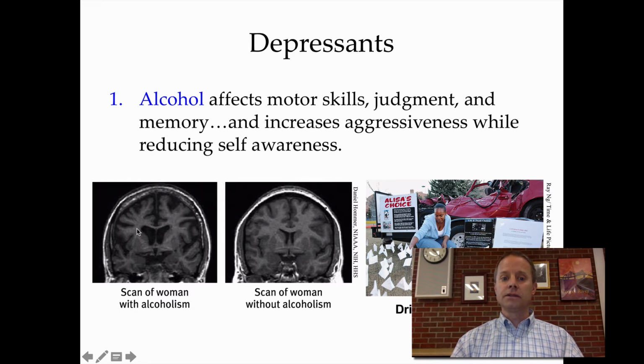Now you can look at these two brain scans of these women. Scan of a woman with alcoholism, scan of a woman without alcoholism. So you can see there are physical changes in the brain that happen when you are addicted to alcohol.